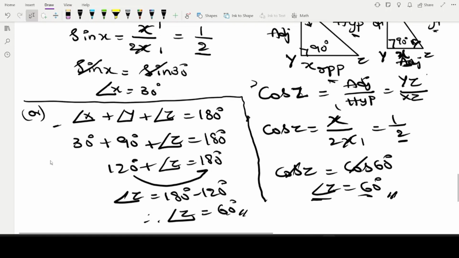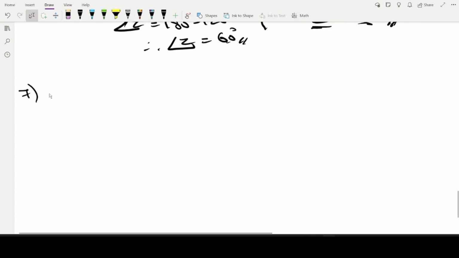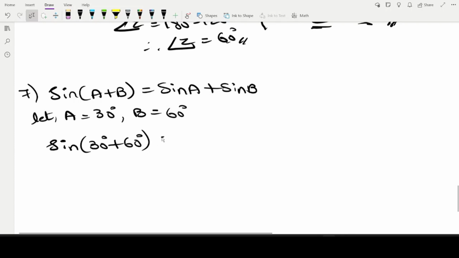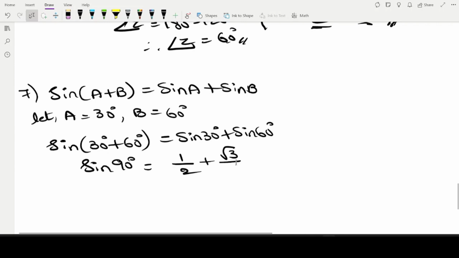Now let us shift to the last question of exercise 11.2. Seventh question. Is it right to say that sine of a plus b equals sine a plus sine b? Let me assume a equals 30 degrees and b equals 60 degrees. Now let us find this. Sine of 30 plus 60 equals sine 30 plus sine 60. So sine of 30 plus 60, which is 90 degrees, and the value of sine 30 is 1 by 2. Sine 60 degrees is root 3 by 2.